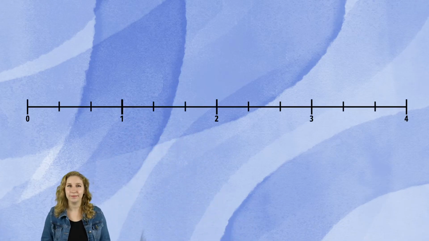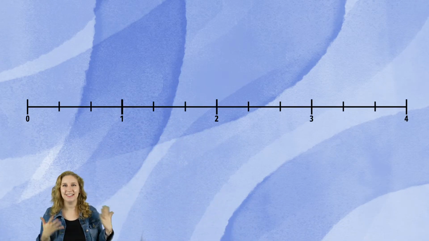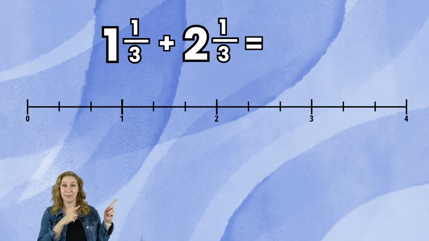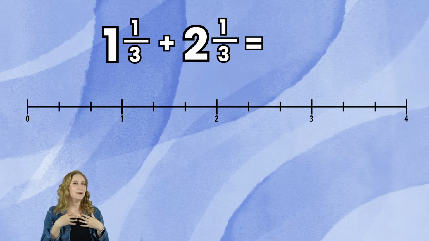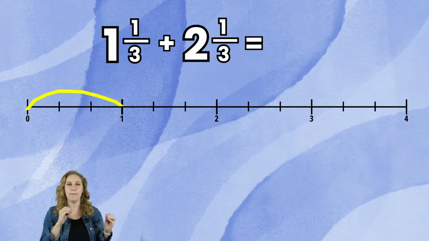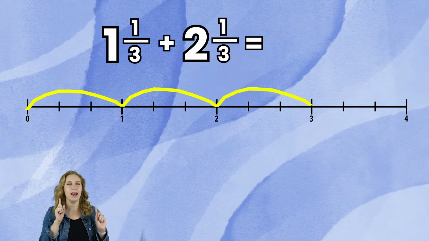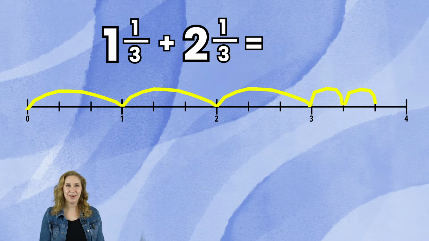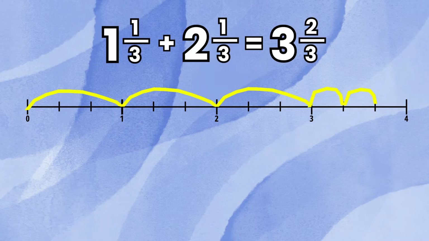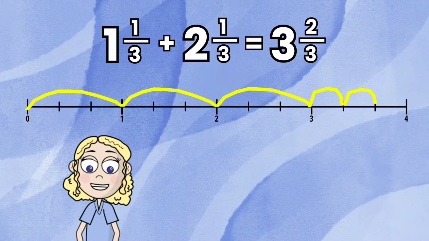All right, so how do we add a mixed number on a number line? Let's look at this number line right here. All right, number line, let's try to add this problem. I'm going to first show you how to add a mixed number on a number line, and I want to see what you notice. What do you notice? What do you wonder?